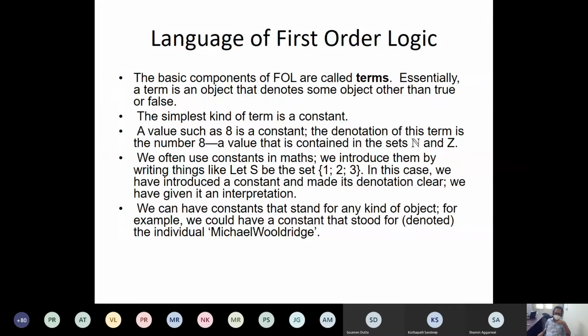Okay. So we can have constants that stand for any kind of object. For example, we could have a constant that stood for or denoted the individual somebody, Michael Ulrich.